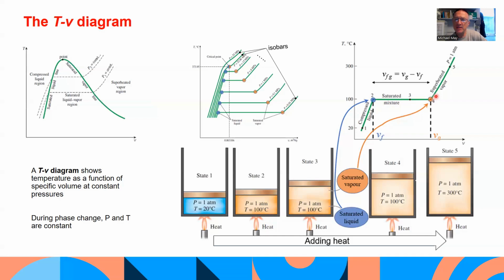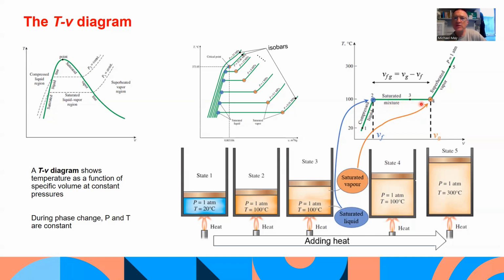As we continue to add heat to it, the temperature now starts to increase, and we go into the superheated vapor region. That's vapor at a high temperature. So this is the isobaric line, a line of constant pressure. This is our saturated liquid point, saturated vapor point. This is a transition here as we go from liquid to fully vapor. And during this stage here, both the pressure and temperature remain constant.